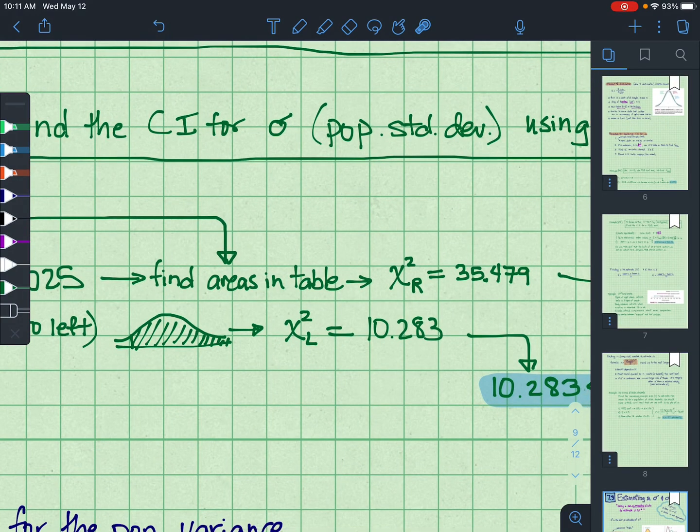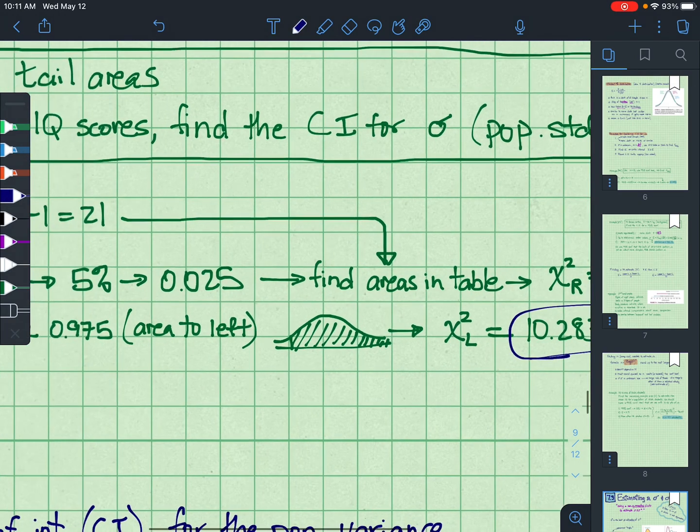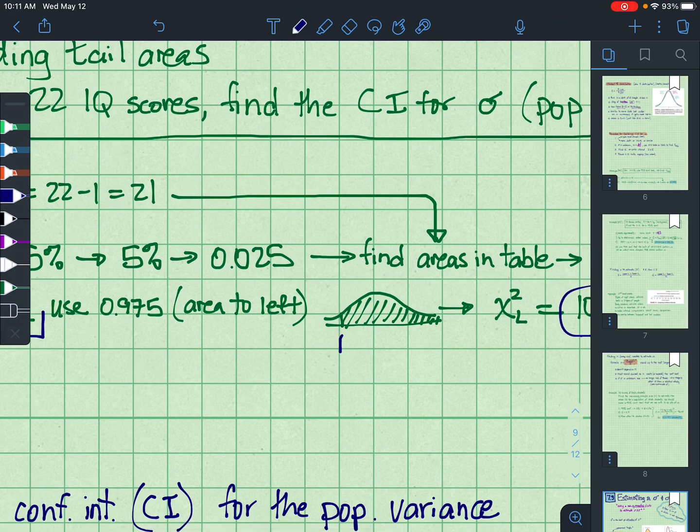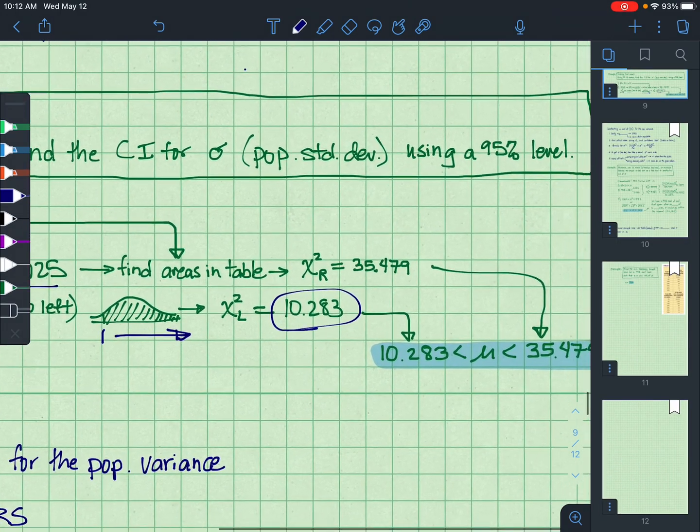Now you may be asking yourself, where the heck did I get this particular value of 10.283? There's a little wrinkle here, and that is that when you're doing the left tail, you have to find the critical value, first of all, using accumulated area. This is weird, I know, but to the right of that shaded region, of that critical value, okay? So it's always area to the left. And again, because it's 0.025, then it would be 0.975, which doesn't sit right with how we've been doing it in the past, but that's how the table works.